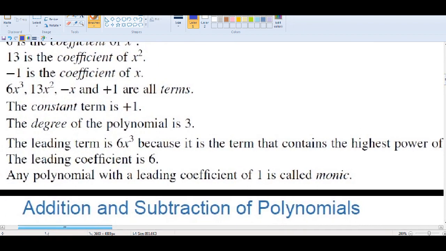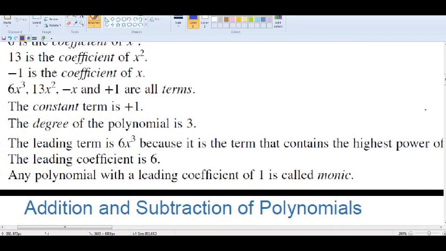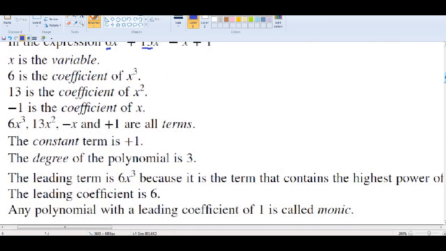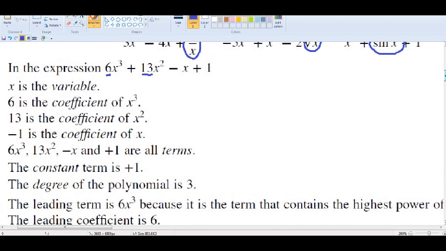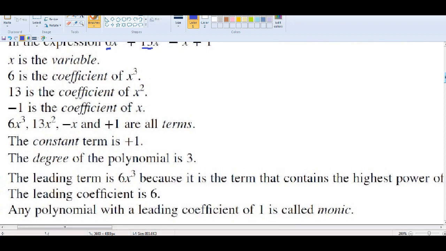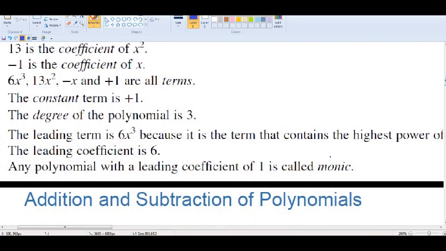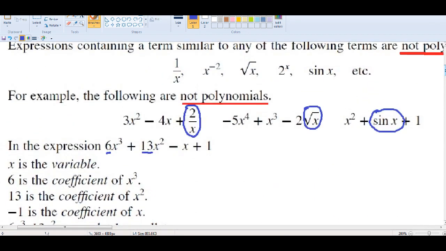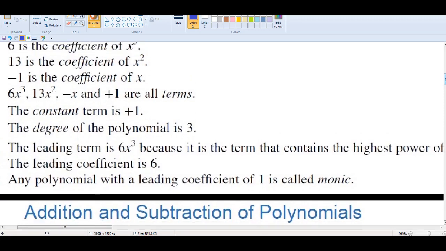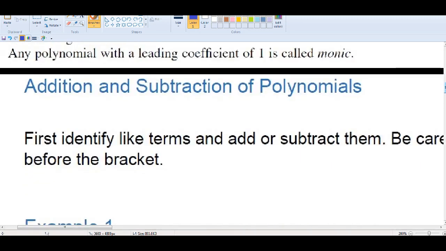Also we have a leading term. The leading term is the term with the highest power, and the leading coefficient is the number in front of that x with the highest power. Also we have monic: for a monic polynomial, the leading coefficient is 1. These are just names. You just try to get some sense of them. You don't need to memorize. You will see them from time to time.